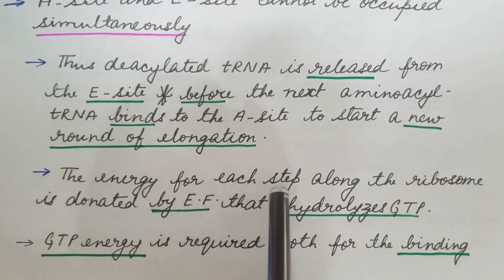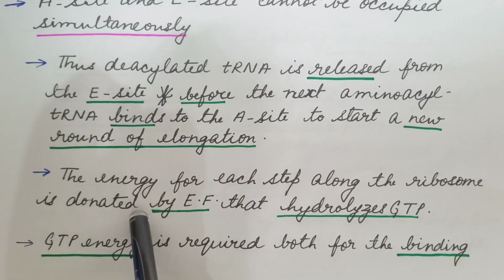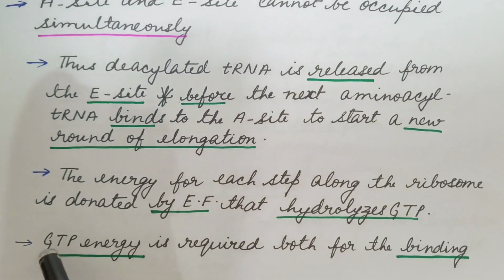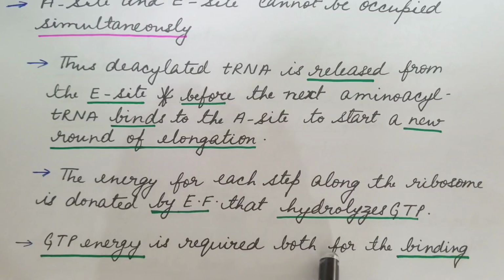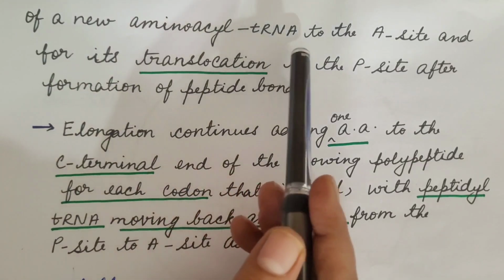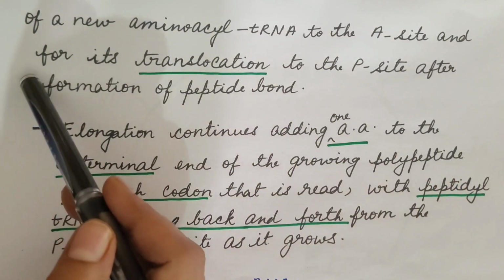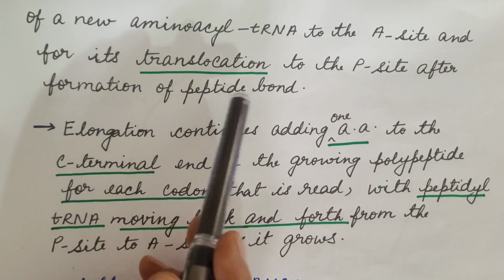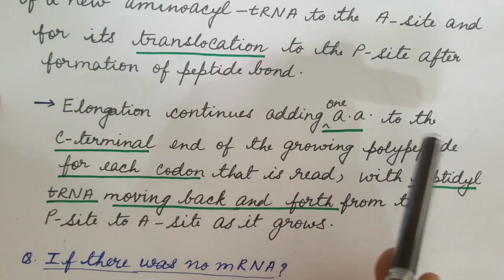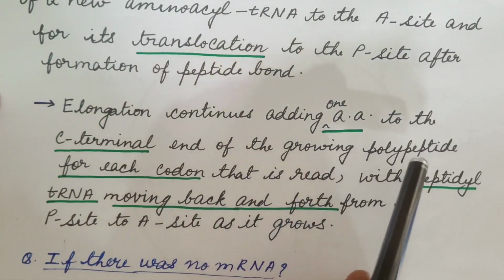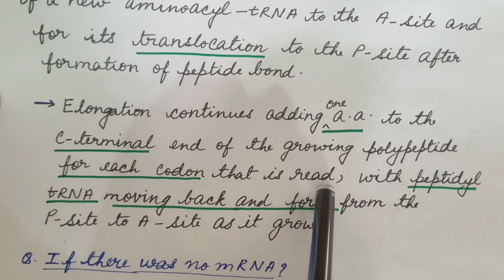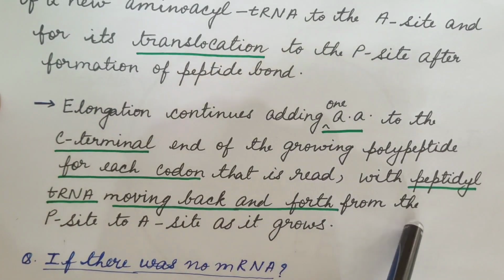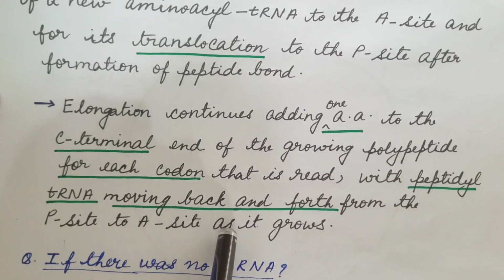The energy for each step along the ribosome is donated by elongation factor that hydrolyzes GTP. GTP energy is required both for the binding of a new aminoacyl transfer RNA to the A site and for its translocation to the P site after formation of peptide bond. Elongation continues, adding one amino acid to the C-terminal end of the growing polypeptide for each codon that is read, with peptidyl transfer RNA moving back and forth from the P site to A site as it grows.